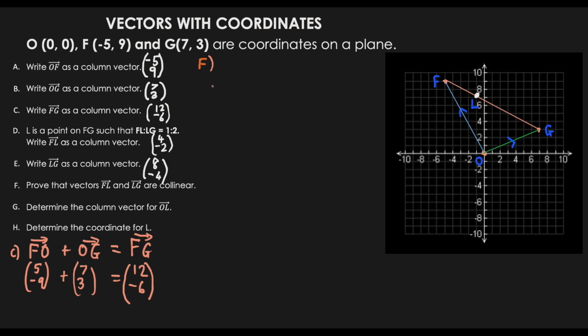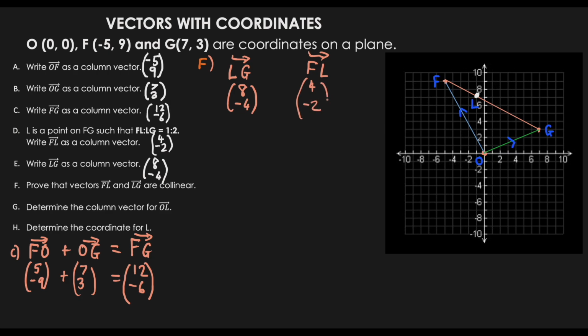So with question F, we have to prove that vectors FL and LG are collinear. In order to prove that something is collinear, they must be scalar multiples of each other. Now the question is, what does that mean? So let's say we have LG, which is (8, -4), and we also have FL, which is (4, -2).